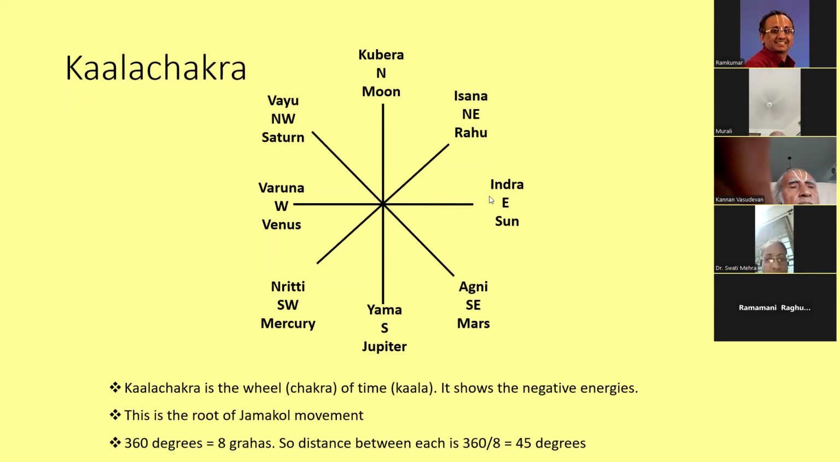Okay. Now, here Kala Chakra, east is Sun. Always we start with east. Okay. There is a reason for that. One of these days I will try to explain that. Then southeast is Mars. South is Jupiter. Southwest is Mercury. West is Venus. Northwest is Saturn. And north is Moon. Okay. Any questions so far?